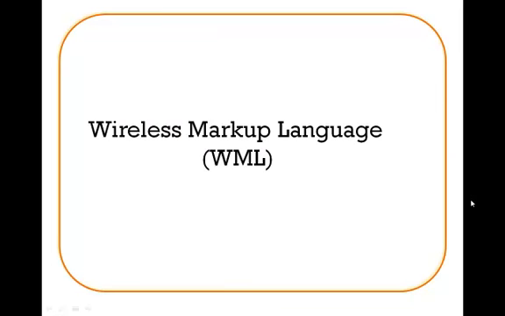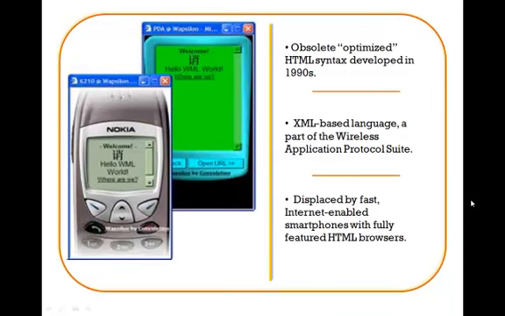Now we are going to talk about the wireless markup language, also known as WML. WML is an obsolete, optimized HTML syntax developed in the 90s by a consortium of mobile handset manufacturers and cellular network operators. WML is an XML-based language and is a part of the Wireless Application Protocol Suite, or WAP, which offers a simplified web-like browsing experience for pre-smartphone devices.